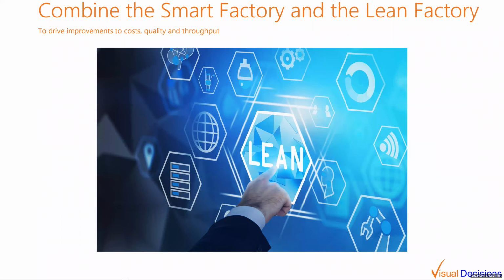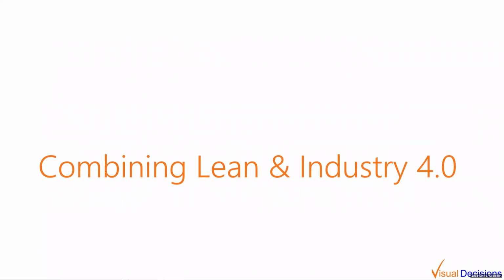What we preach at Visual Decisions is that you need to combine the smart factory with the lean factory to drive those improvements to cost, quality, throughput, et cetera. And so the next natural question is, how do you go about combining those?